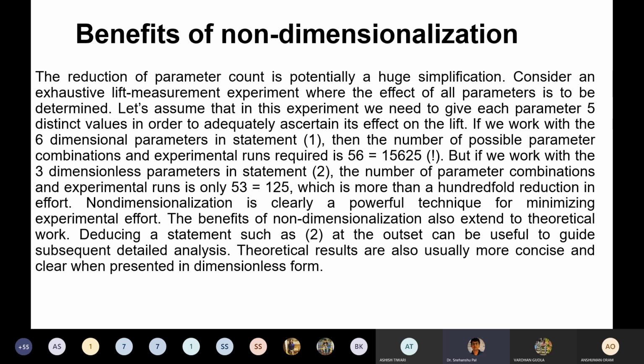So deducing a statement such as statement 2 at the outset can be useful to guide subsequent detailed analysis. Then you can go for the subsequent detailed analysis, because it is also independent of the size and shape of the system. Already you have done non-dimensionalization, and you will get a more concise and more practical result with respect to independence of those kinds of things.